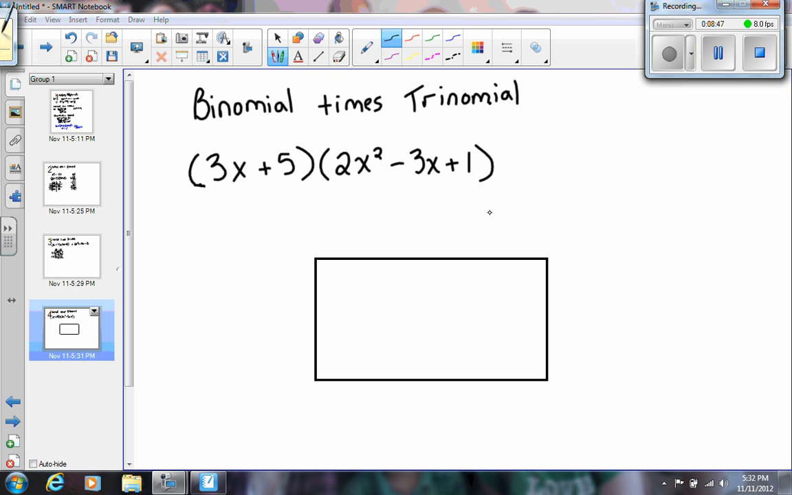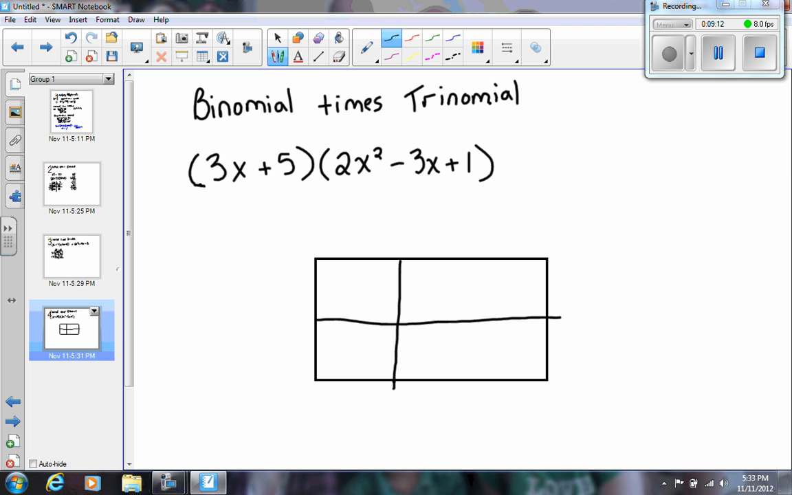Now if I'm multiplying a binomial times a trinomial, I'm still going to use that idea of putting it in a box. I just need a bigger box because I have a binomial, I have 2 terms here, times a trinomial. So I'm going to need, instead of 4 spots, a total of 6 spots. So I'm going to divide this one in half this way, and this one into thirds. So I have 2x squared minus 3x plus 1. And here I'm going to have 3x plus 5.